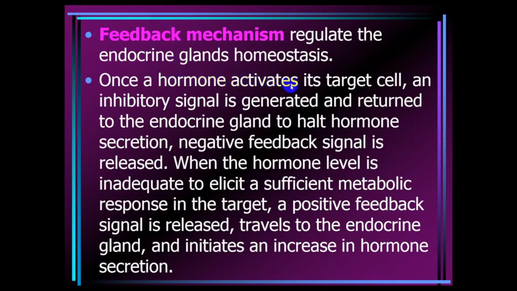Once a hormone activates its target cell, an inhibitory signal is generated by this target cell and returned to the endocrine organ. It is the negative feedback mechanism. When the hormone level is inadequate to elicit a sufficient metabolic response in the target, a positive feedback mechanism takes place. That's why a positive feedback signal travels to the endocrine gland and initiates an increase in hormone secretion.